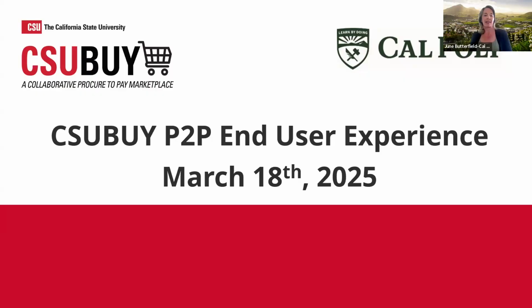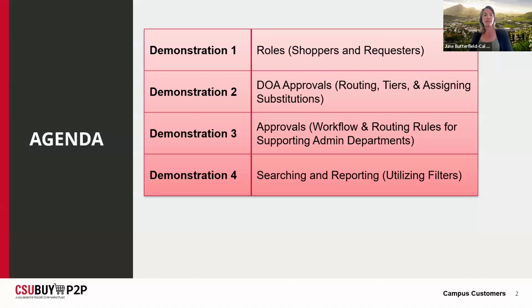So let's take a look at the agenda. Today's agenda is structured to help you better understand the roles, approval workflows, and reporting functions in the system. We're going to walk through each of these essential functionalities to ensure a seamless procurement and approval process within the system. So it's broken down into 4 different demonstrations.